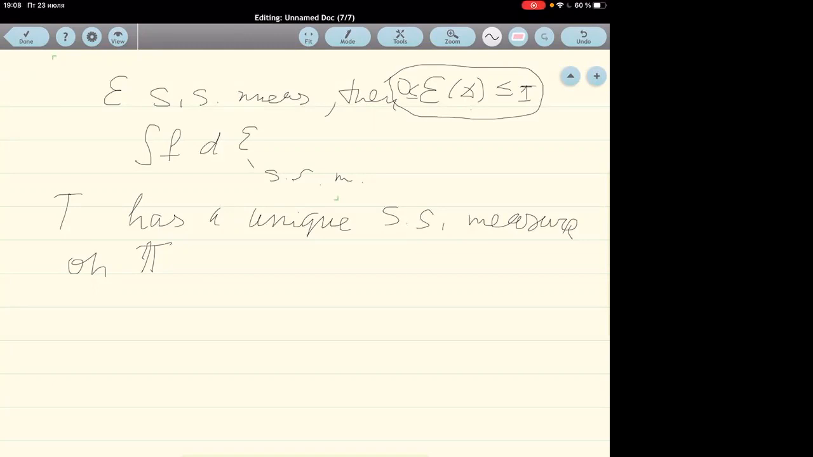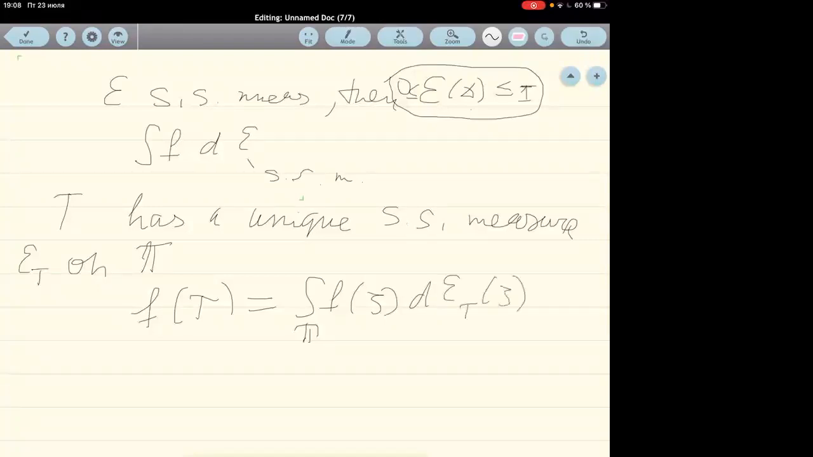It has a unique semispectral measure, say E_T, on the unit circle, and then f of T can be represented as the integral over the unit circle with respect to this semispectral measure. And this calculus that takes f to f of T is linear and multiplicative if f is analytic in the unit disk, if f, say, is in the disk algebra.